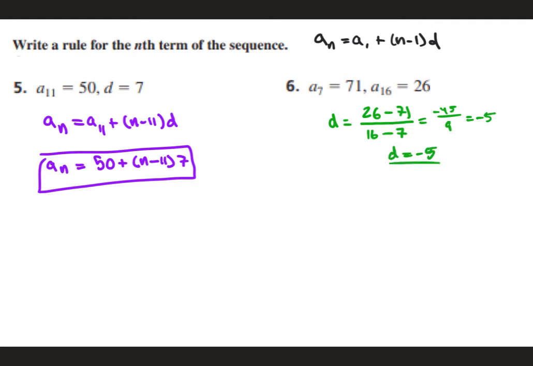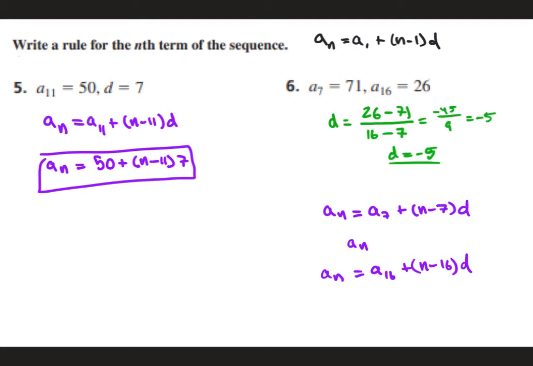All right, from this point, you can pick and choose. You can use either of the two terms. I can go ahead and do both in order to get our answer, just like we did on the previous one. So we'll say a sub n equals a7 plus n minus 7 times the difference. Or you could have said a sub n equals a16 plus n minus 16 times the difference. Either of these, when you plug in your d and a7 or a16, you'll get an equivalent answer.